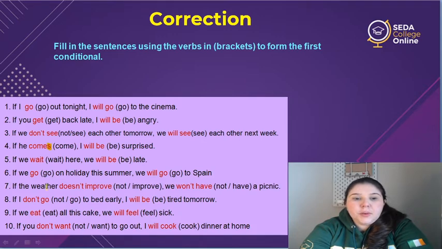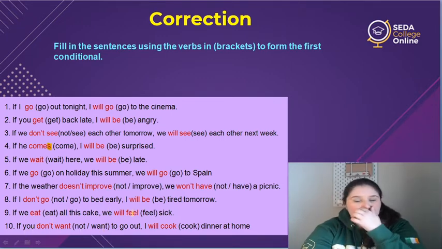7. If the weather doesn't improve, so weather's it, so doesn't improve, we won't have a picnic. 8. If I don't go to bed early, I will be tired tomorrow. 9. If we eat all this cake, we will feel sick. And the last one, if you don't want to go out, I will cook dinner at home.